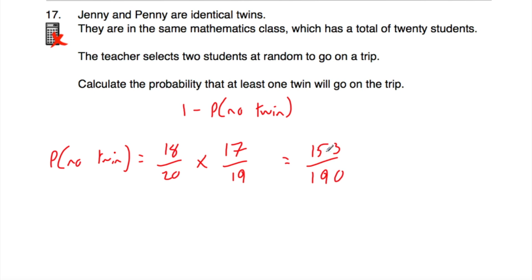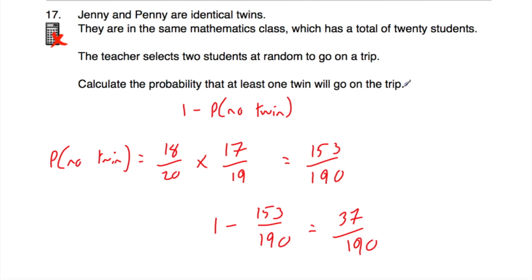So that means the rest, which would be 37/190, would then be the probability that at least one twin goes on the trip. So let's do 1 subtract 153/190 and see what we get. So 1 take away that answer is equal to 37/190. And that's it. That'll be the probability that at least one twin goes on the trip. And I just find that a bit of an easier way to do that question. 1 take away the probability of no twin being selected will give us the probability that at least one twin will be selected to go on the trip.